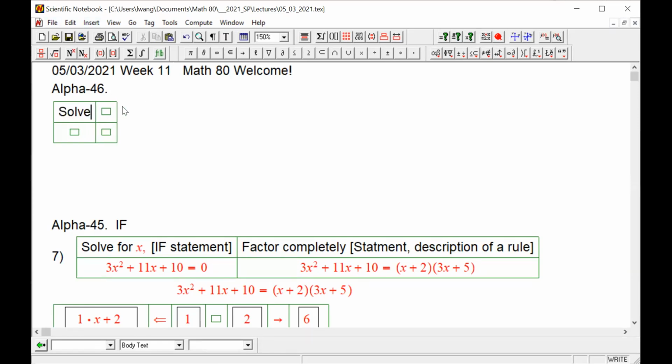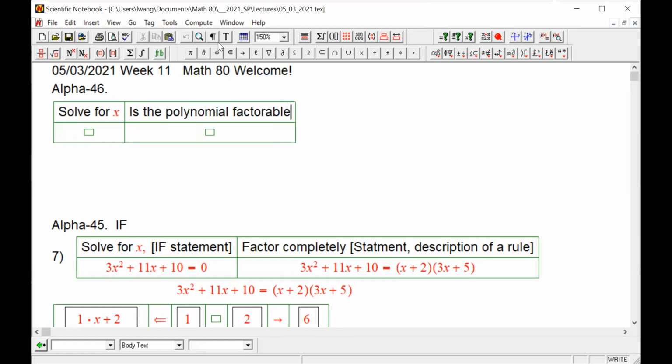But if you have any questions, please don't hesitate. Solve for x. And here I specifically tell you to use the quadratic formula. Okay, and then we have a question here: is the polynomial factorable using integers?